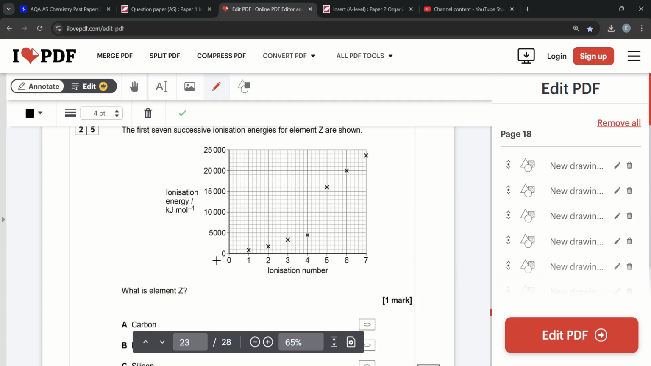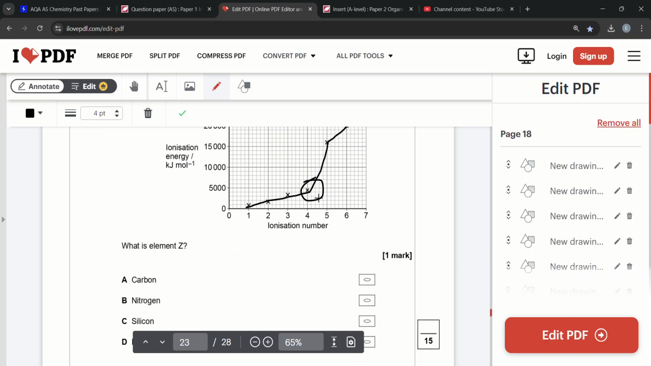What is element Z? Well, we can see there are 7 ionization energies, and we can also see that if we plot it, there's a massive jump in ionization energy when the electrons are being removed from the inner shell. So element Z, this tells me it has to be in group 4, not group 5, because that's exactly when, after that, there's the massive jump in ionization energy.